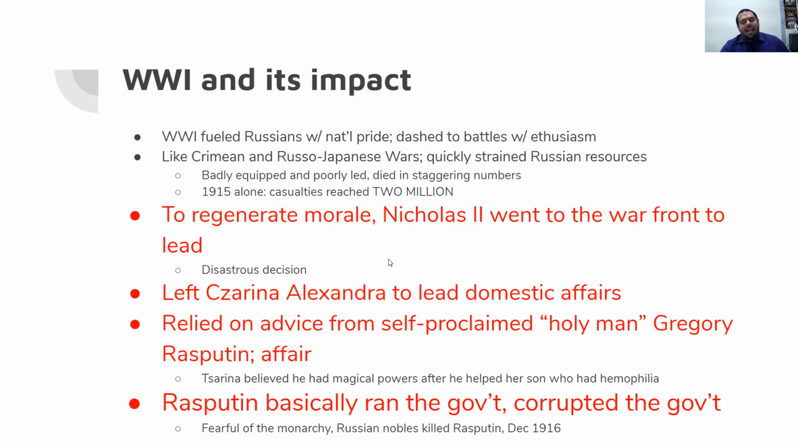He left his wife, Alexandra, the Tsarina, to lead the domestic affairs. She is going to rely on advice from the self-proclaimed holy man, Gregory Rasputin, and of course, they're going to have an affair. The Tsarina believed he had magical powers after he helped her son, who had hemophilia. If you know what hemophilia is, it is where your blood does not clot like normal. And so you could lose a lot of blood. And Rasputin helped.